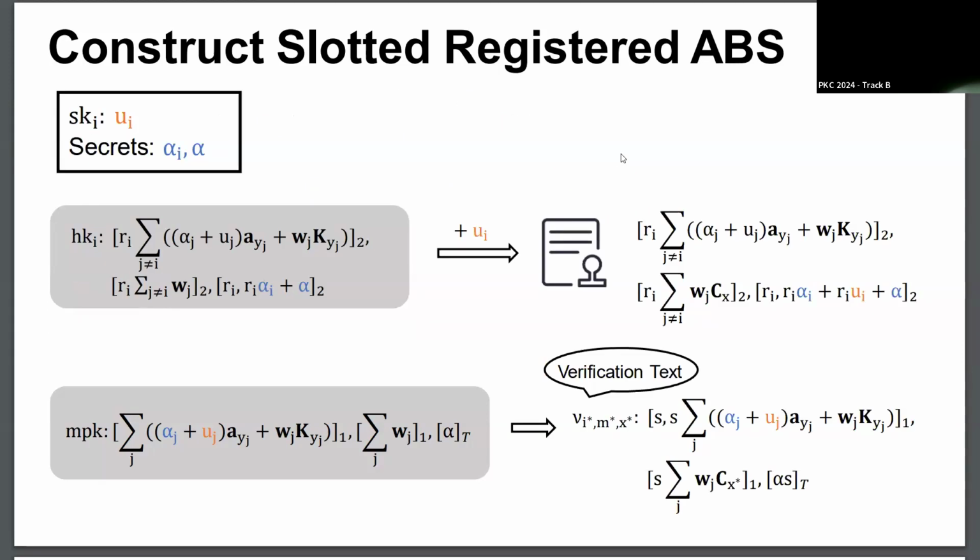Then we use this help key and secret key to delegate a signature by just embedding this secret key u_i into an exponent of the help key, and the verification text is just generated by simply embedding new randomness into each component of MPK.